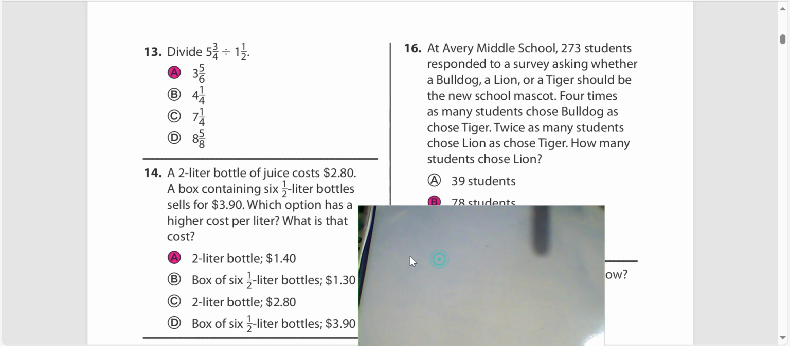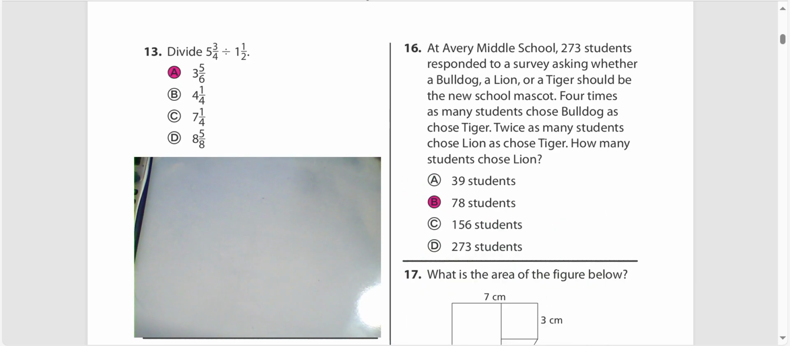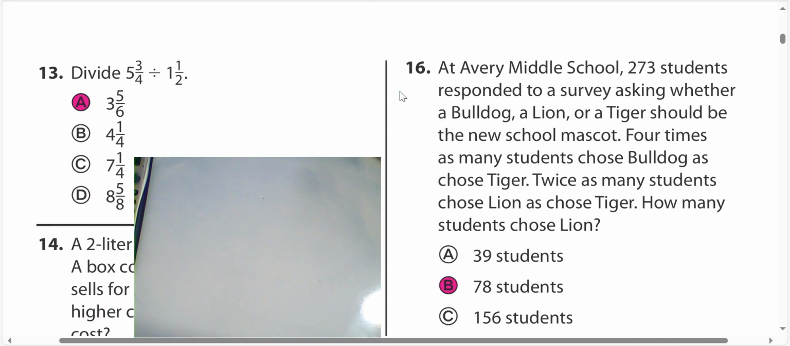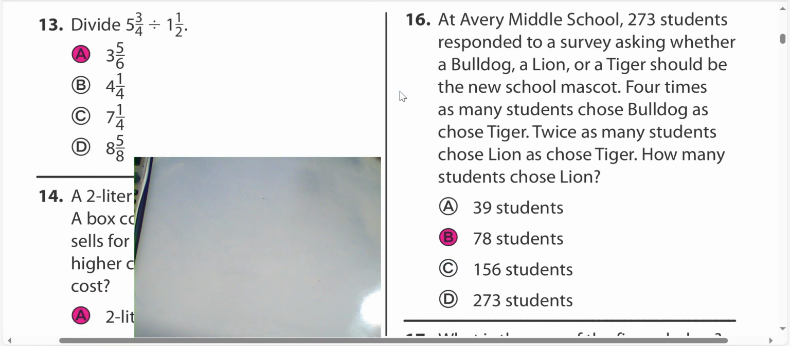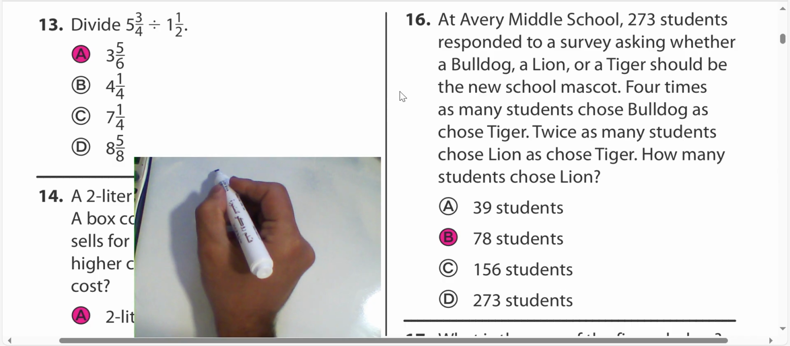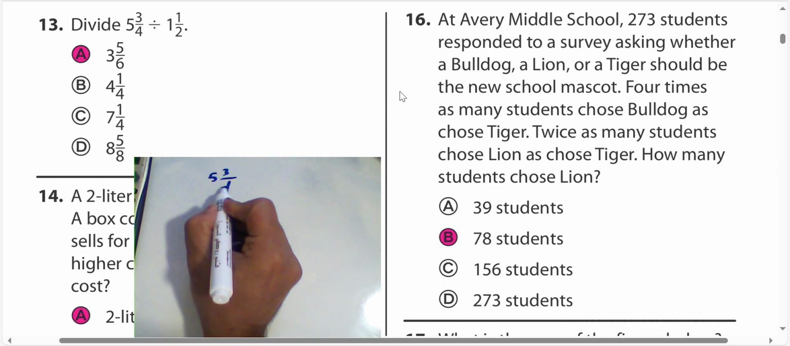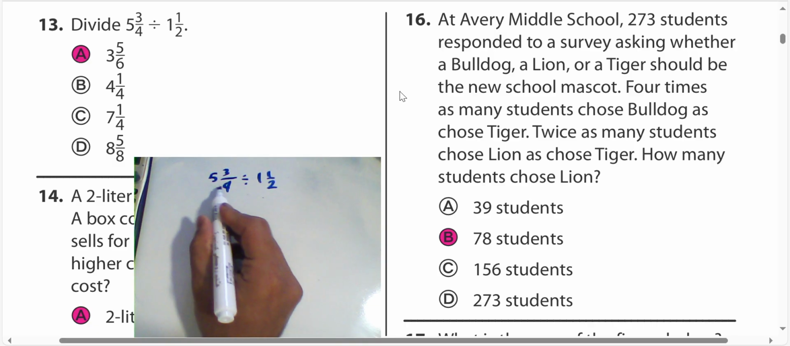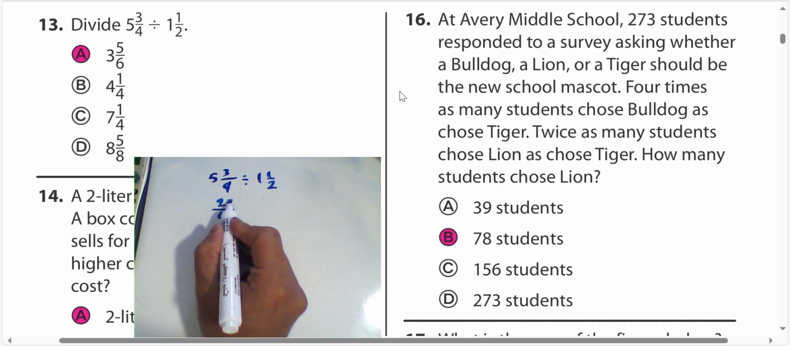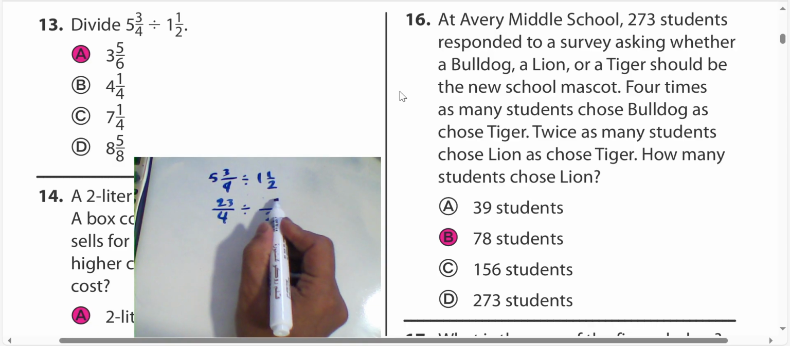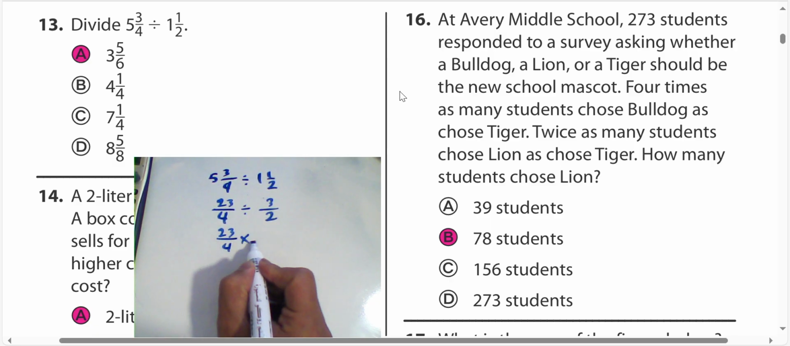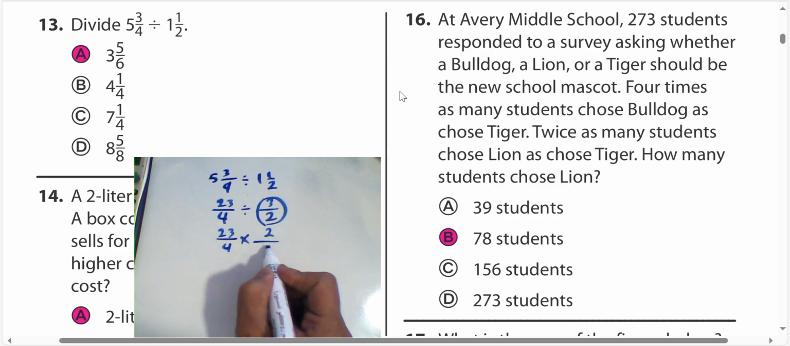Divide 5 and 3/4 by 1 1/2. We can convert from mixed numbers to improper fractions to find the quotient. Okay, here we have 5 and 3/4 divided by 1 and 1/2. We can write 4 times 5 is 20 plus 3 equals 23. 1 times 2 plus 1 equals 3. And then we can write 23 over 4, times the reciprocal of this number, which will be 2 over 3.